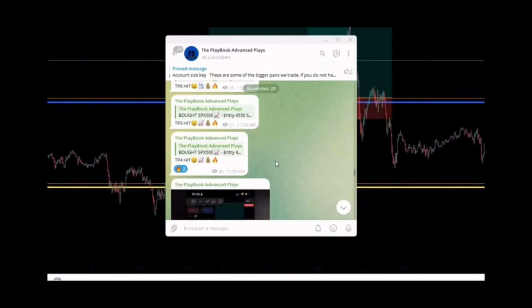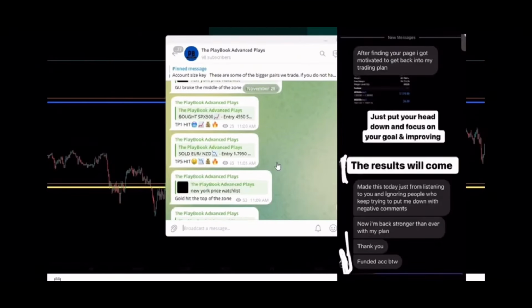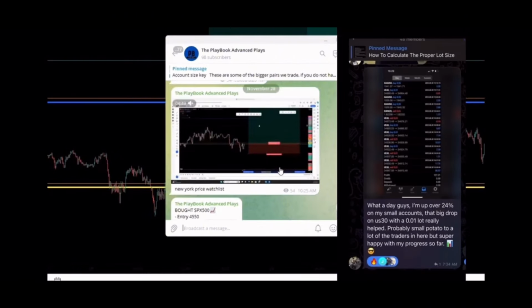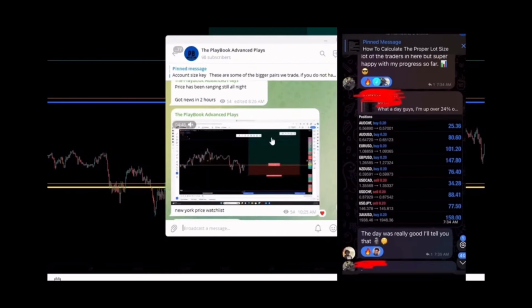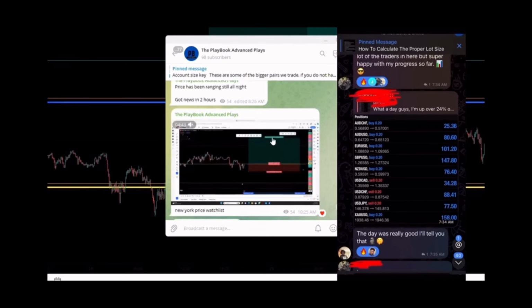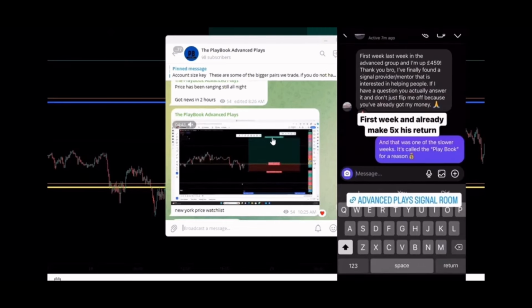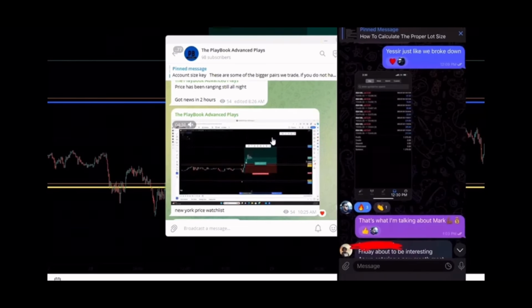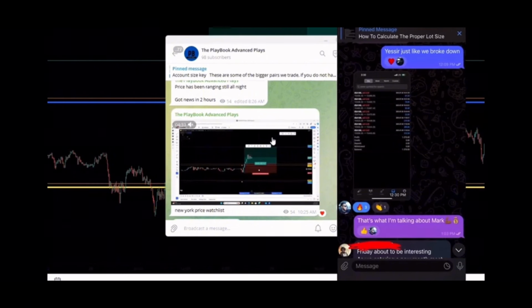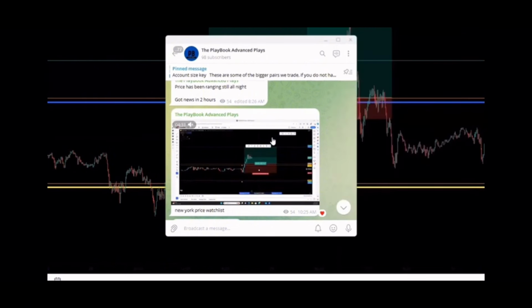Advanced Play Signal Room, we trade Tokyo session exclusively with the members. We trade London session and then New York. Just like the Sunday chart analysis I drop in the free signal room, I drop one every day during New York session called the New York Price Watch List. This is where I go over the trades we took during Tokyo session, London session, and possible setups going into New York. I don't just say we're looking for buys or looking for sells. I explain why we're looking for buys, why we're looking for sells, and then I take it a step further and go over key price points to look for entries and exits on.